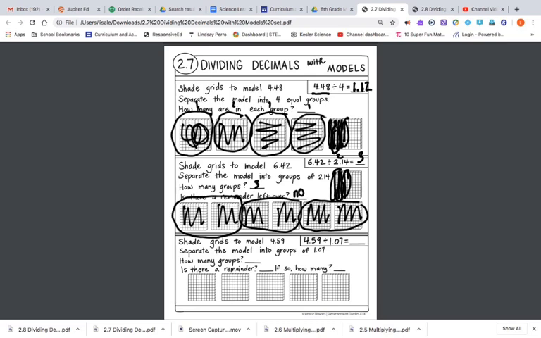Okay. The last one here gets a little complicated, so just bear with me. But I promise once I show you the algorithm and you start using it, it's all going to make sense, okay? Now this time I have 4 and 59 hundredths, and I want to separate the models into groups of 1 and 7 hundredths. So I want to see how many groups I can create out of 4 and 59 hundredths that each contain 1 and 7 hundredths. So here we go. So we have 4, 1, 2, 3, 4, and this time I have only 7 hundredths.